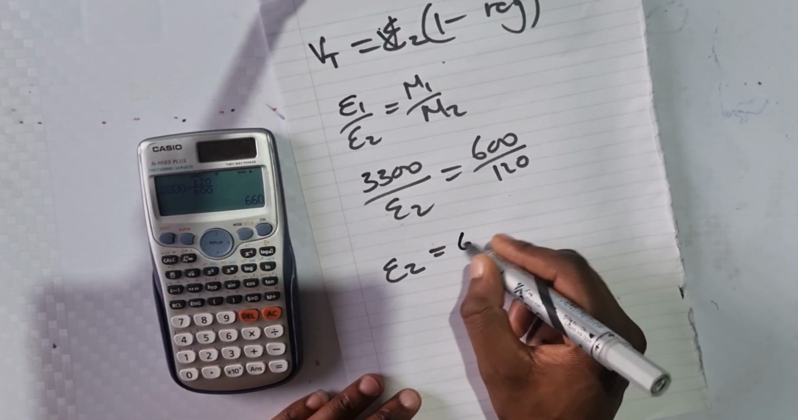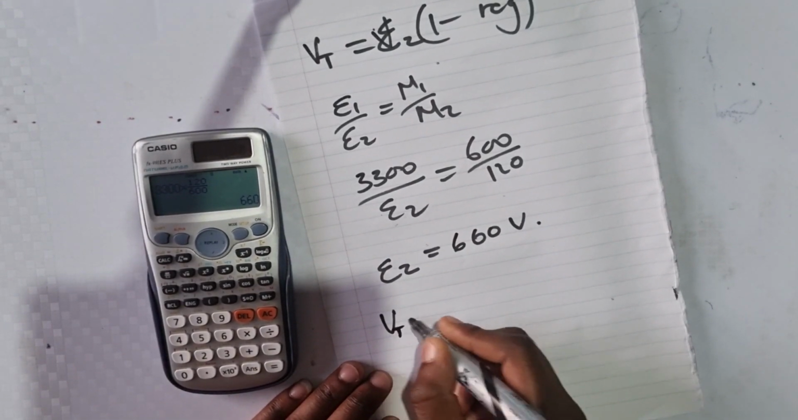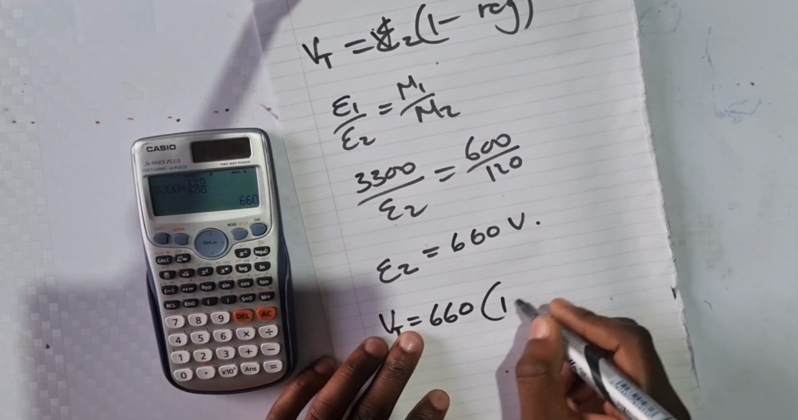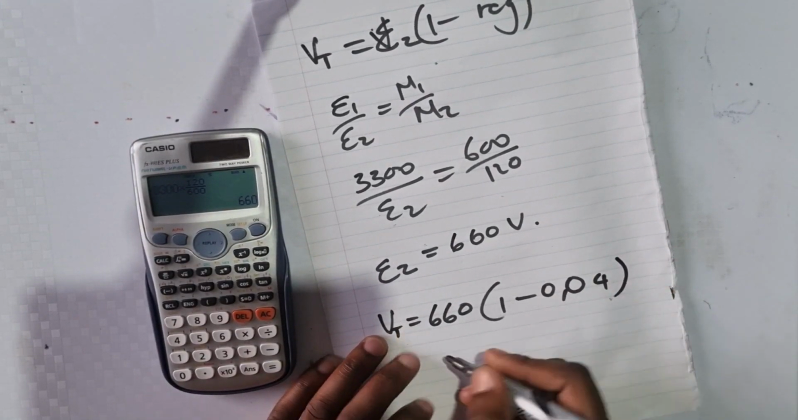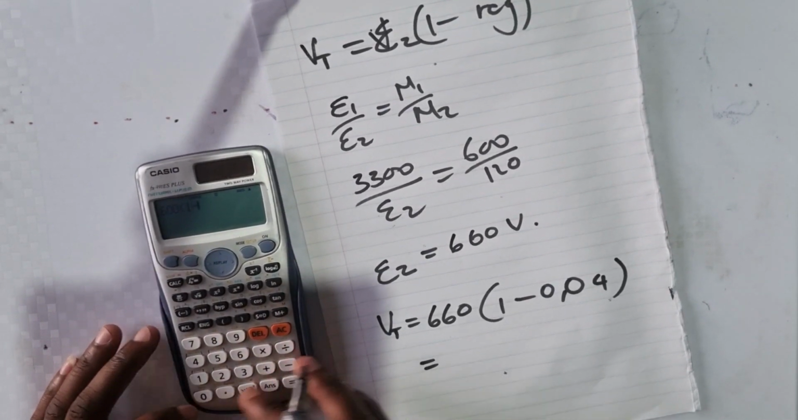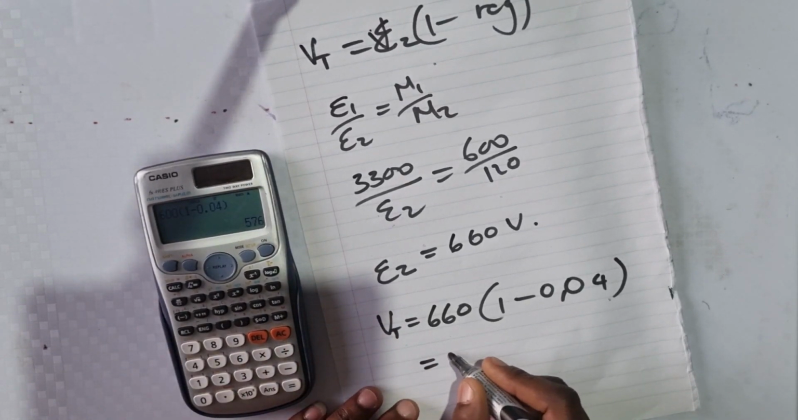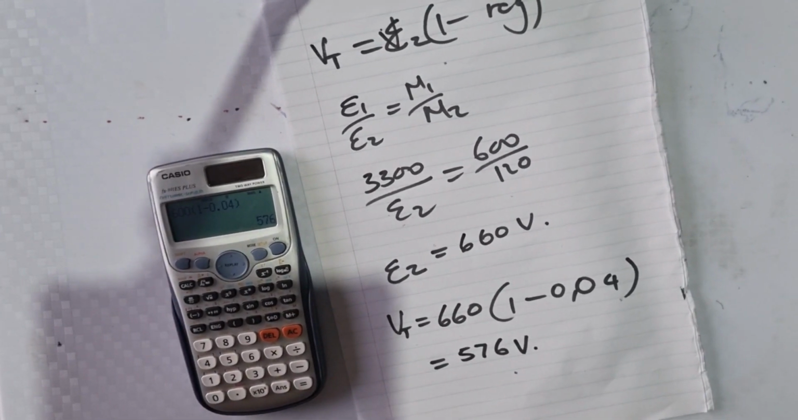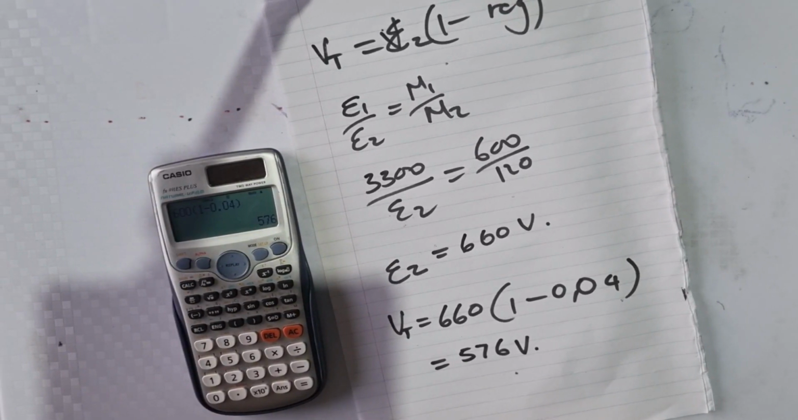which gives us 660 volts. Now we are going to substitute: VT is 600 times bracket 1 minus 0.04. This gives us 576 volts. So the terminal voltage is 576 volts.